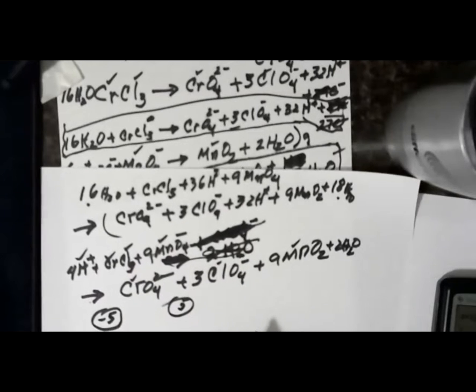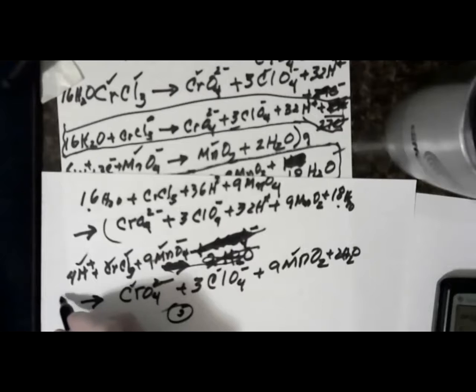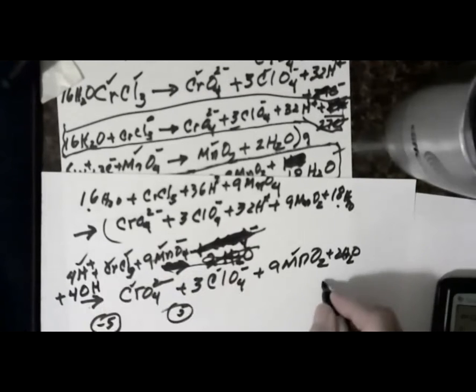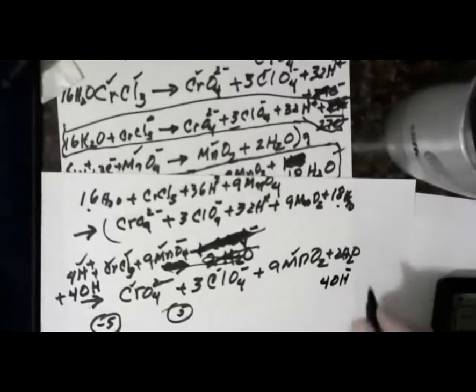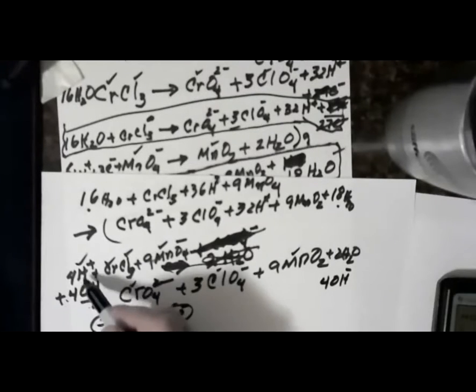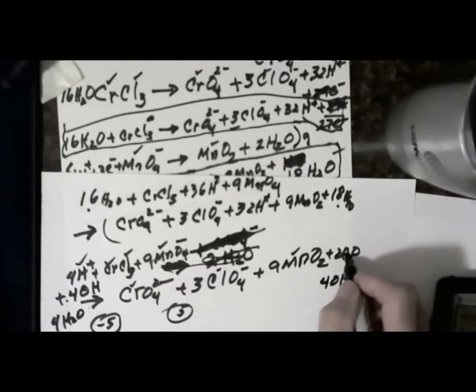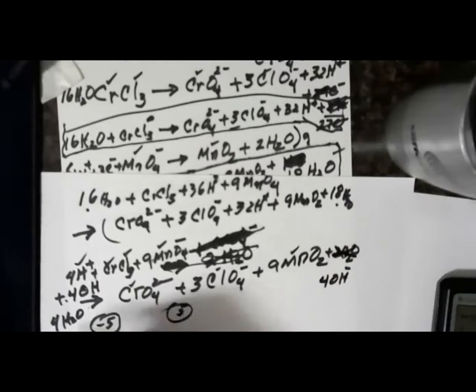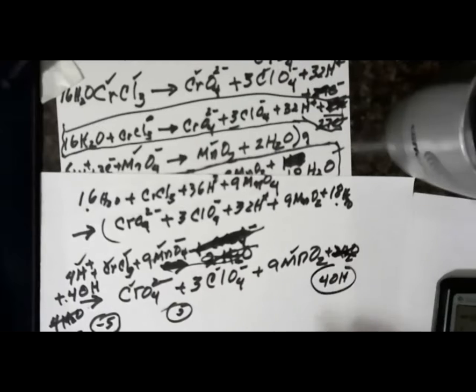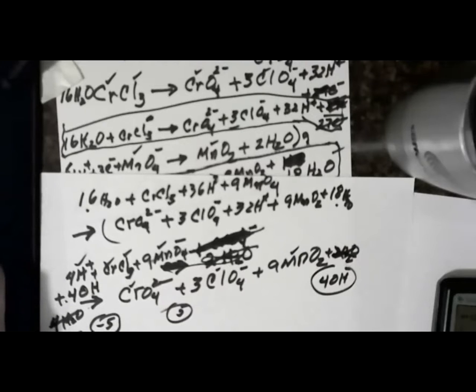So if I want to make this go to basic solution, what I'm going to do is add 4 OH minuses to both sides. And when I do that, these 4 OHs make 4 waters over on the left. On the right, I had 2 waters. So these 2 waters will be gone, and that leaves 2 waters over here. And 4 hydroxides in the product. And the correct answer is 4 OH minuses in the product.